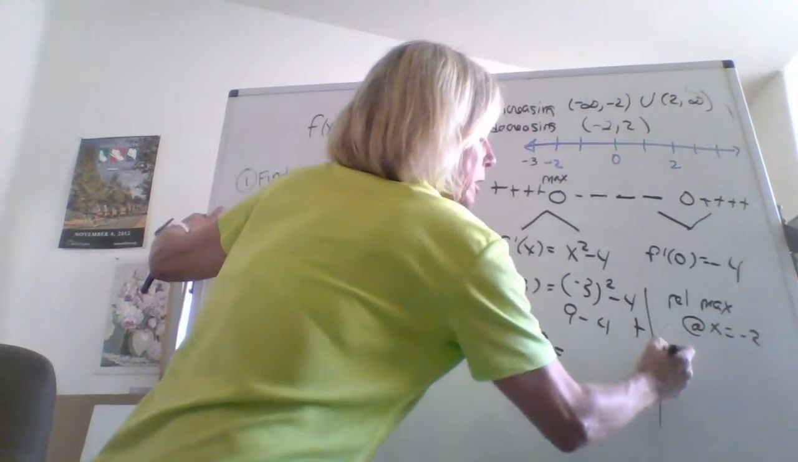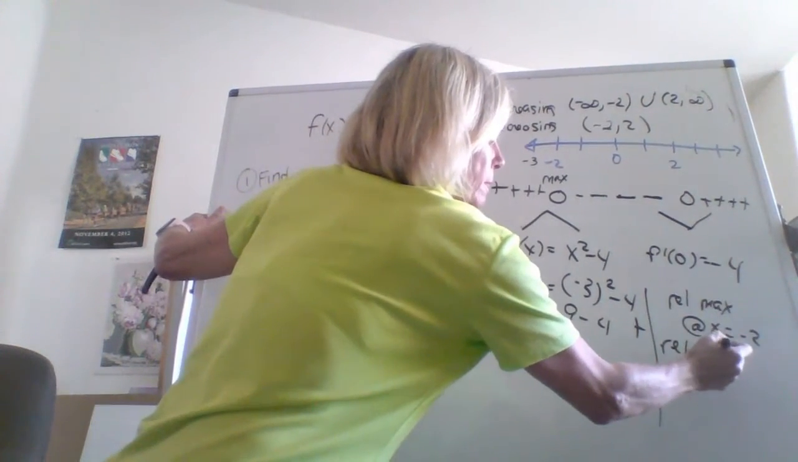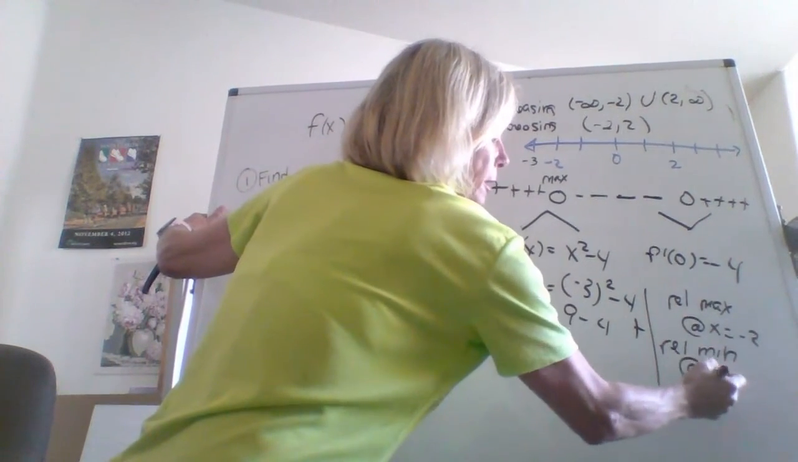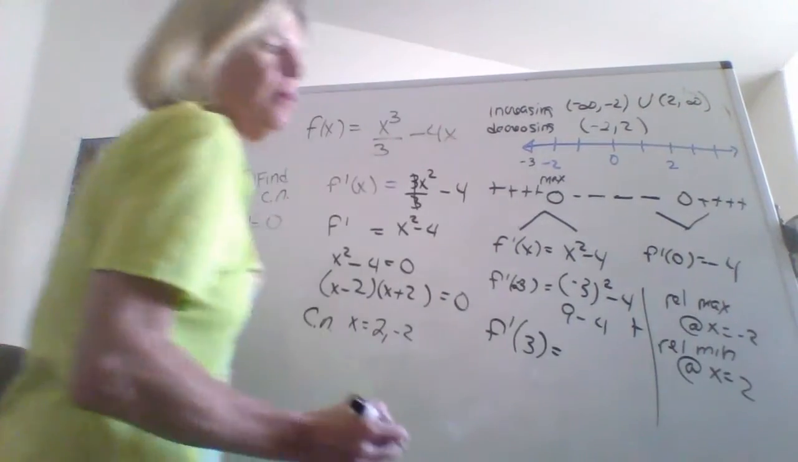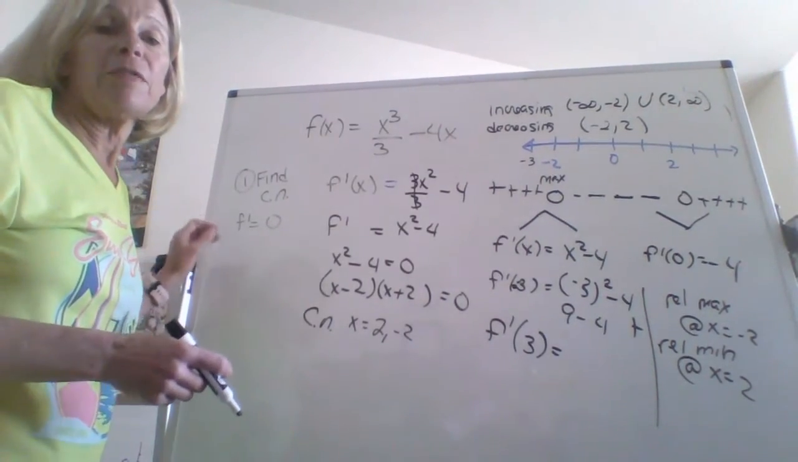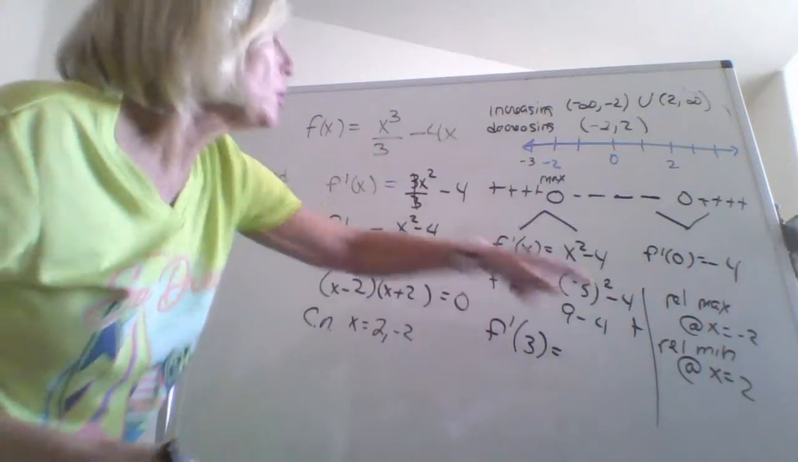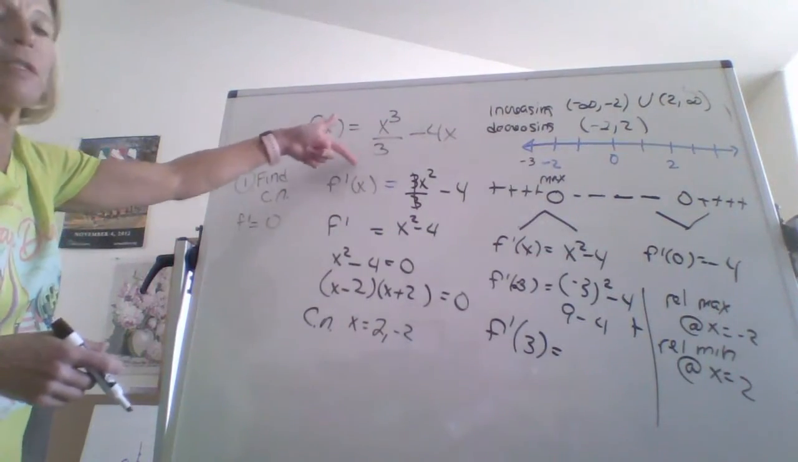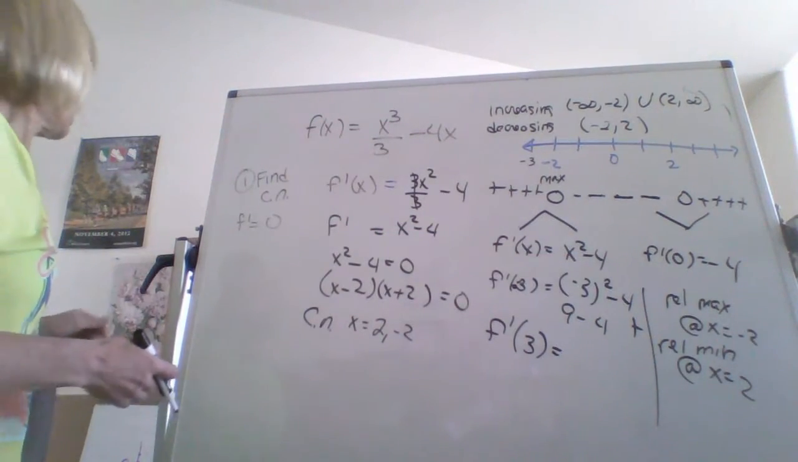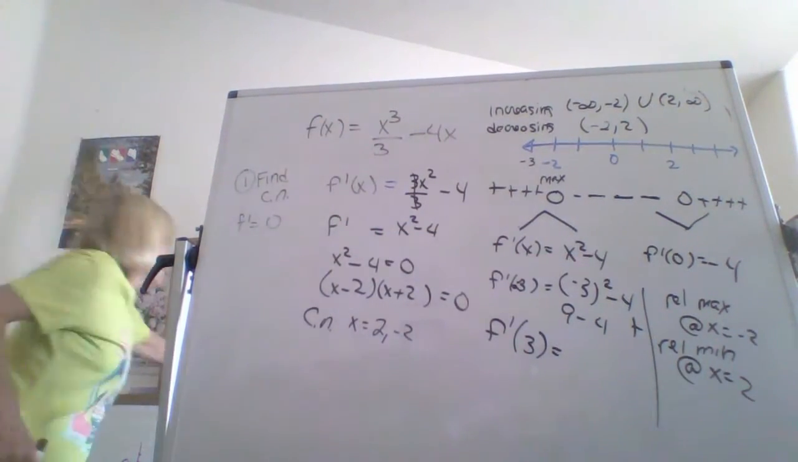So I have a relative min at x equals positive 2. If I wanted to find the exact values, all I would have to do is substitute in negative 2 and positive 2 into my original function.